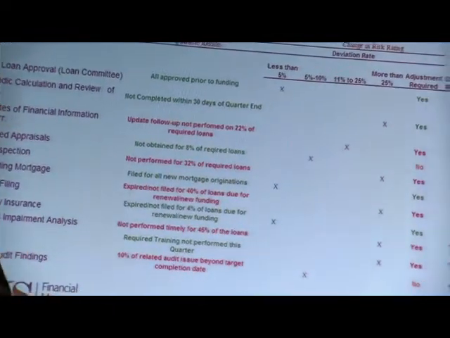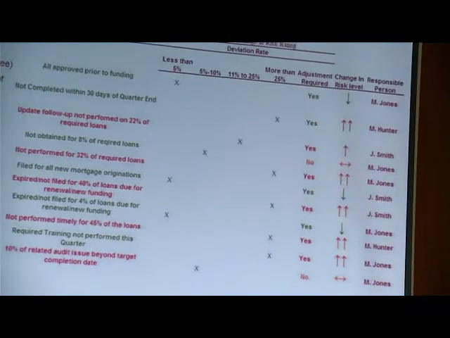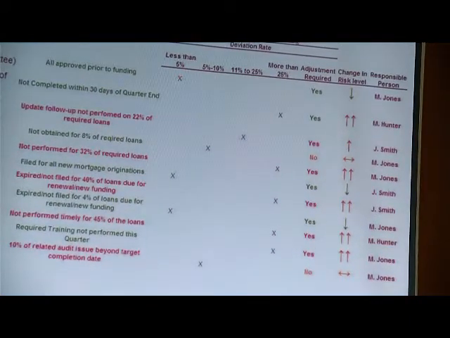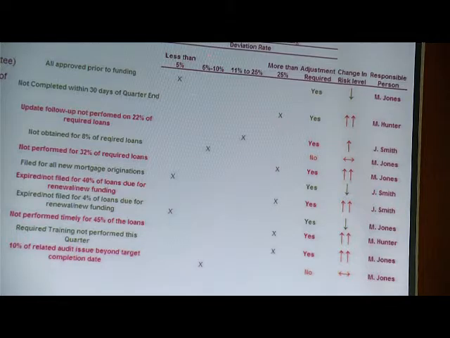And then what we do is we set up a deviation rate here. If the deviation rate for that control is less than 5%, we put an X in here. That means we're actually able to change our risk. We can lower our risk because the deviation rate was less than 5%.